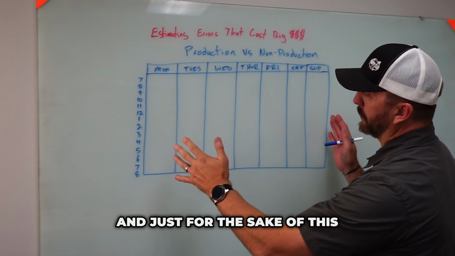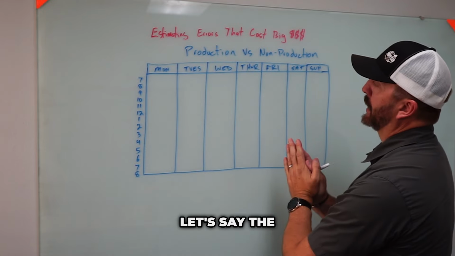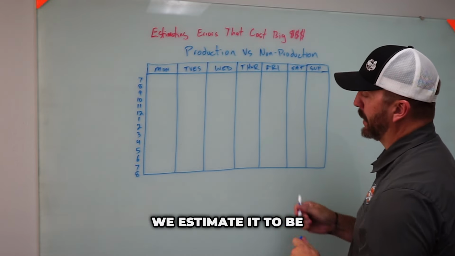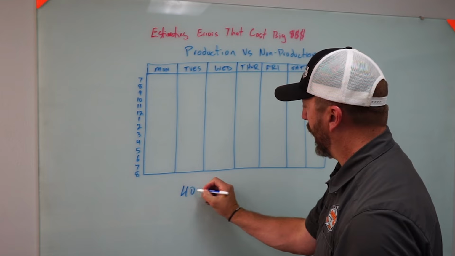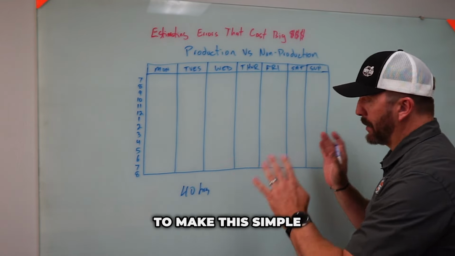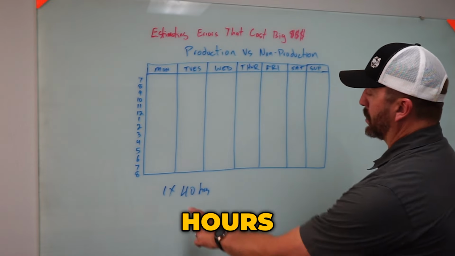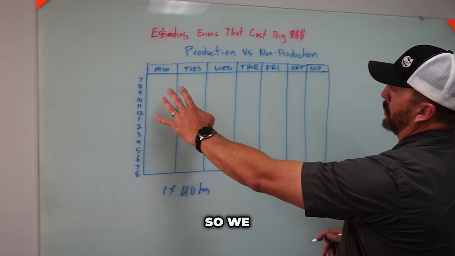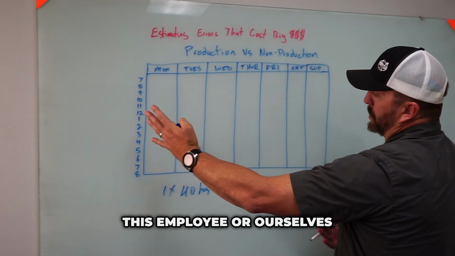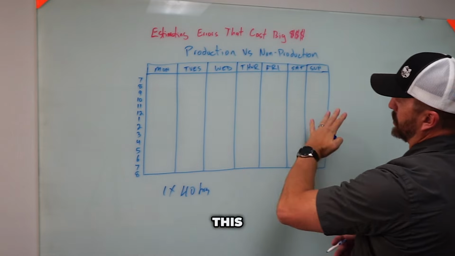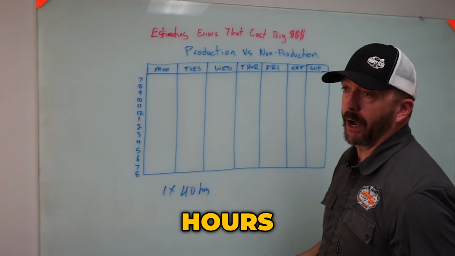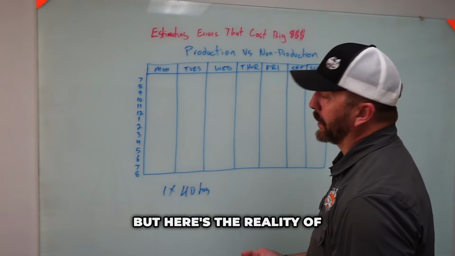And just for the sake of this demonstration, let's say the job we're doing, we estimate it to be 40 hours. And just again, to make this simple, it's one person times 40 hours to complete this job. So we schedule this employee, or ourselves if we're a one-man show, we schedule this job. We think it's going to take 40 hours. But here's the reality of it.